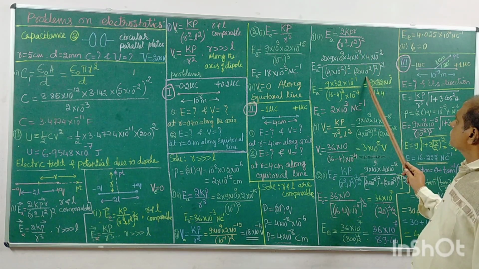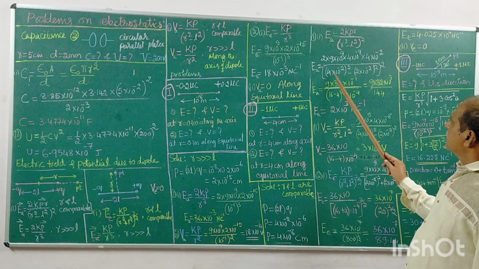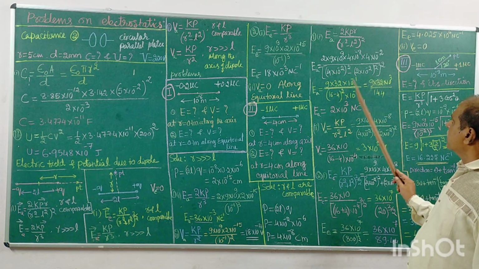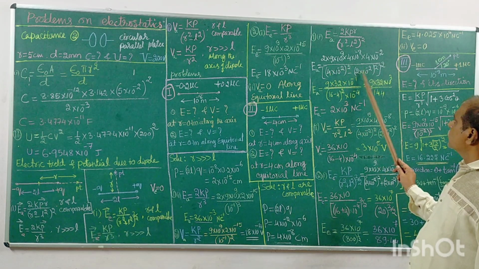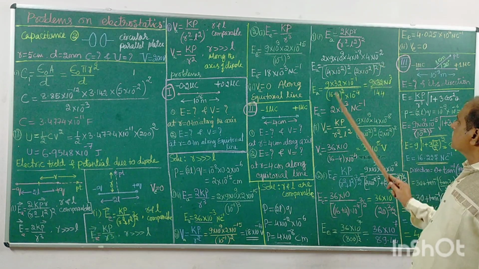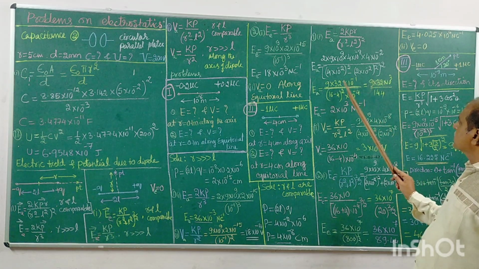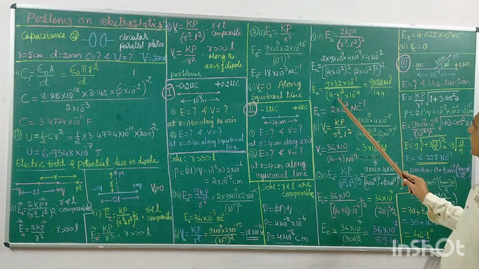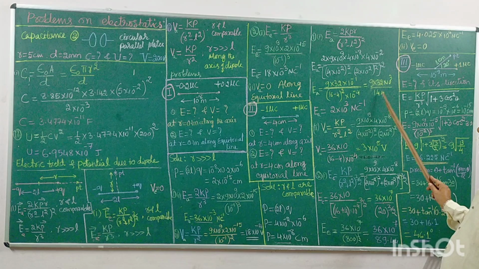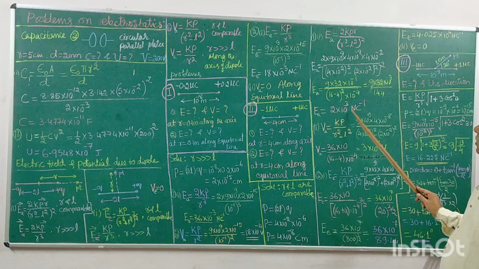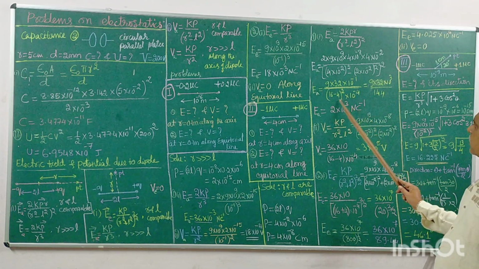Simplify. First simplify this. These terms have a common factor, 10 to the power minus 2. 4 square, 2 square, that whole square. Simplify this, and finally we get this. Divide by 12 square. 12 square means 144. So all the exponents, 10 to the power 3 becomes. Simplify, you get 2 into 10 to the power 3 Newton per coulomb. This is the value you get.